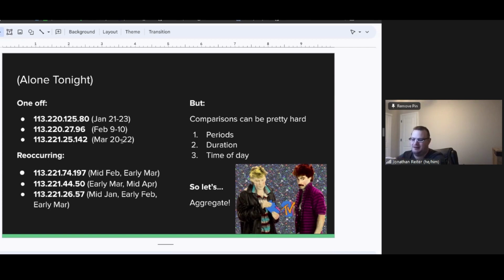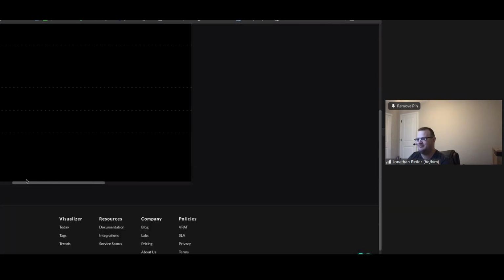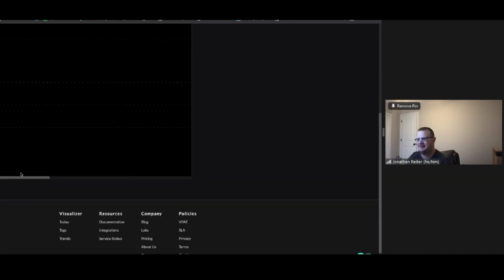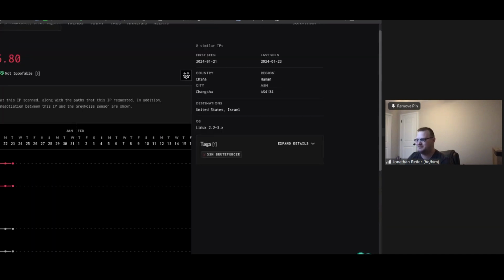Recurring gets into this as well, but it's not just about the longest extent series of scanning, it's how many scan periods you have that are greater than X amount of contiguous days or hours, which again, I'll get into in a second. And we're going to eyeball some of these. So we'll go with .80, which scanned January 21 through 23. Just take a look at it through the timeline, and boop, yeah, it just shows up here.